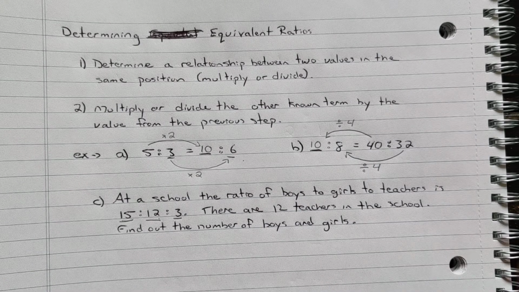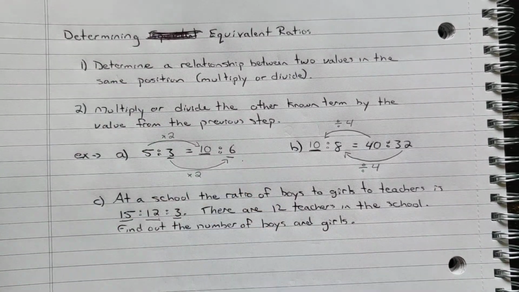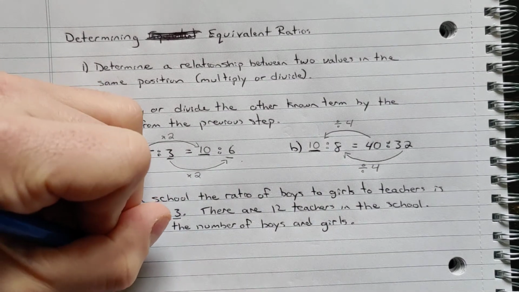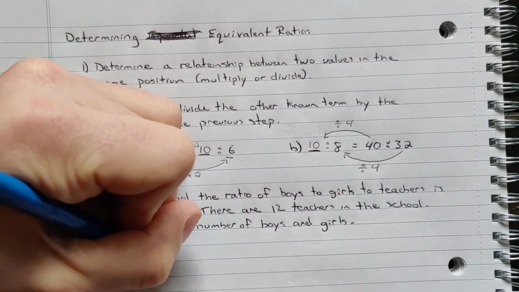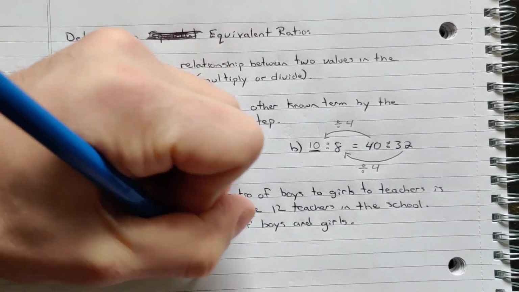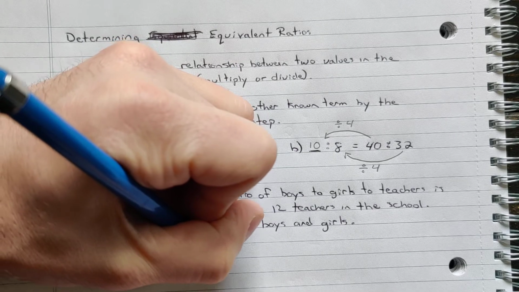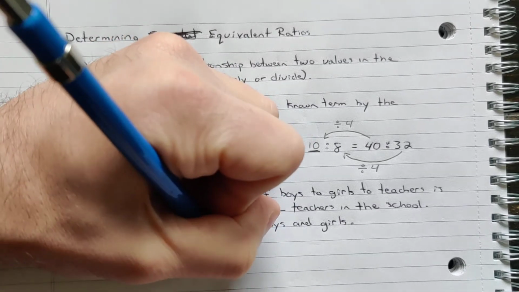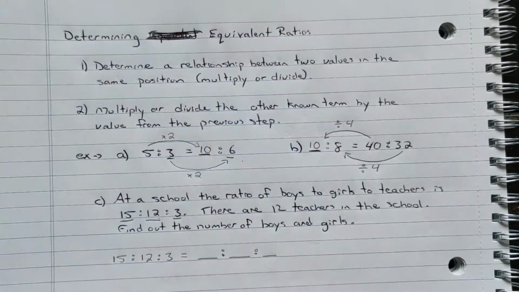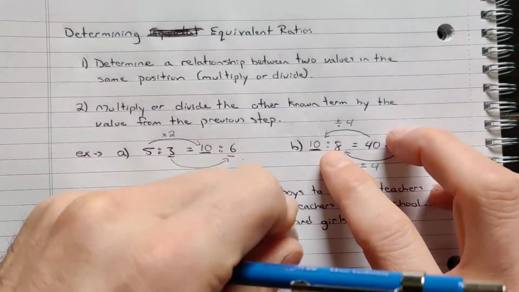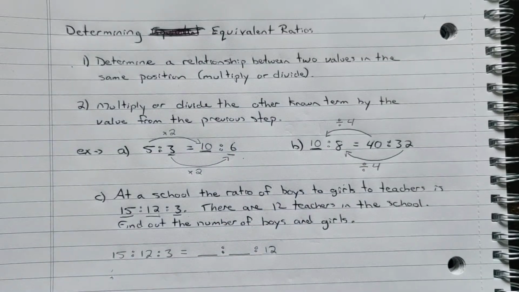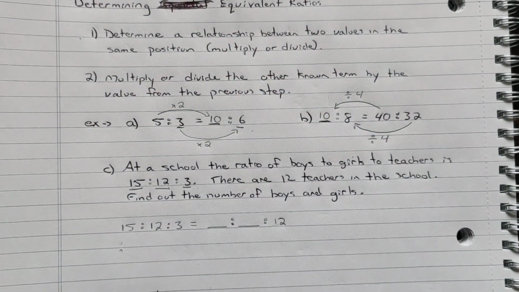So let's rewrite this similar to how we have up here. There's a ratio of 15 to 12 to 3, and that is equivalent to some unknown quantity of boys, some unknown quantity of girls, and not an unknown quantity but an actually known quantity of teachers, which is 12. We have 12 teachers. So there's our situation.